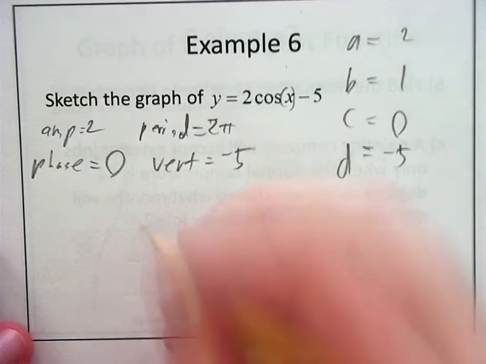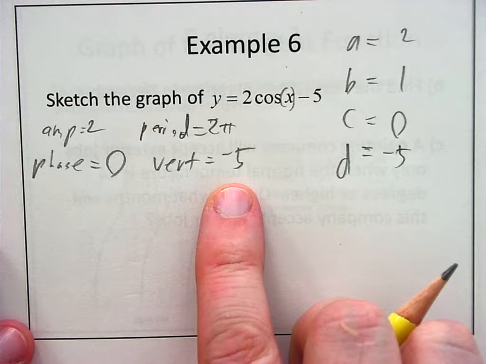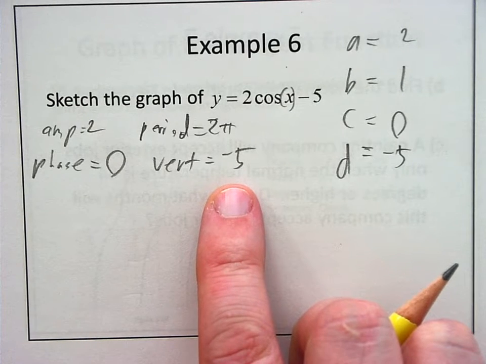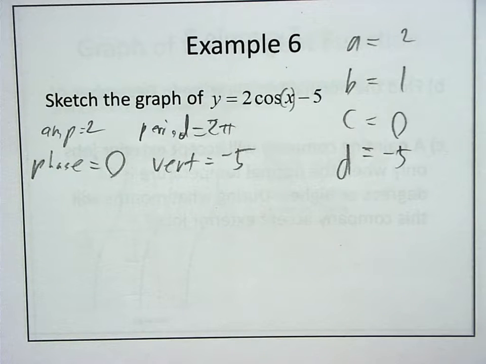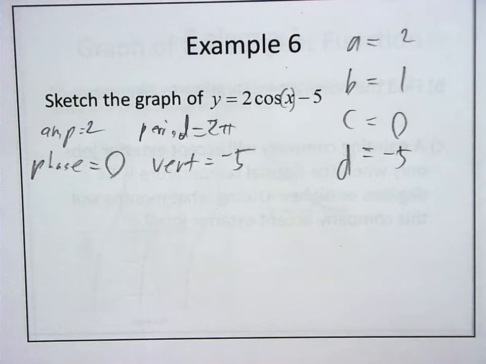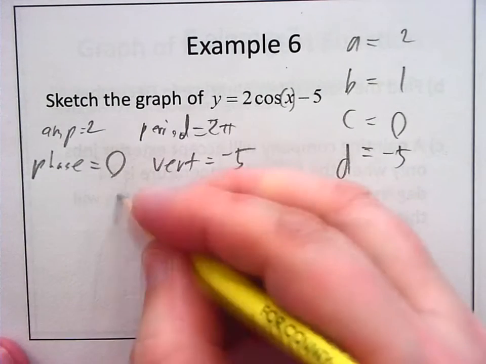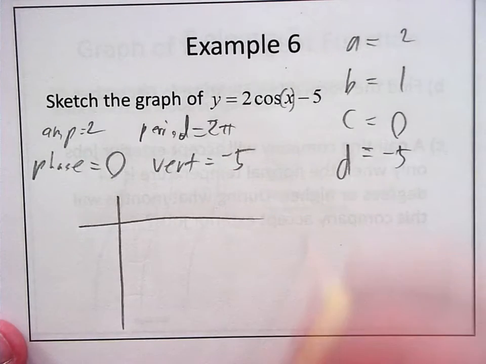So when I go to graph this, well, I know I'm going to have to move that thing down 5, but since I'm moving every point, I actually just think of what the midline is. On a default cosine function, what's your midline? 0. It's y equals 0. It's the x-axis, right? So if I just move everything down 5, that new midline is going to be where? Y equals -5.